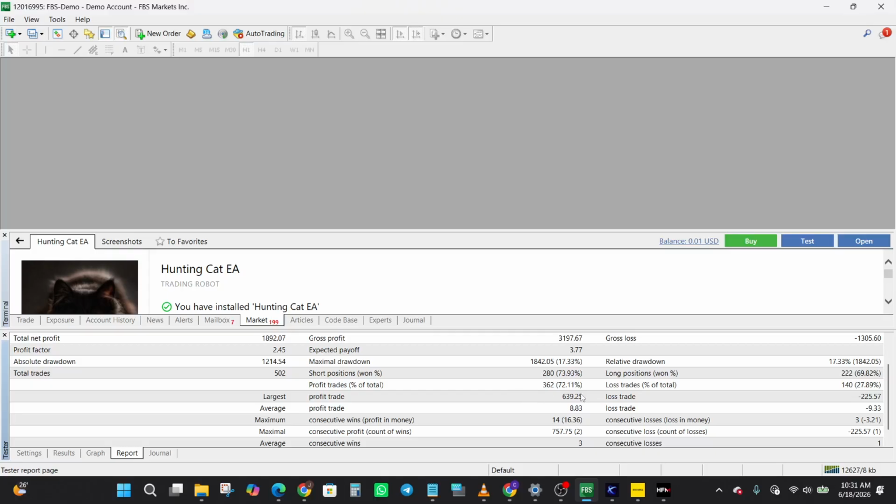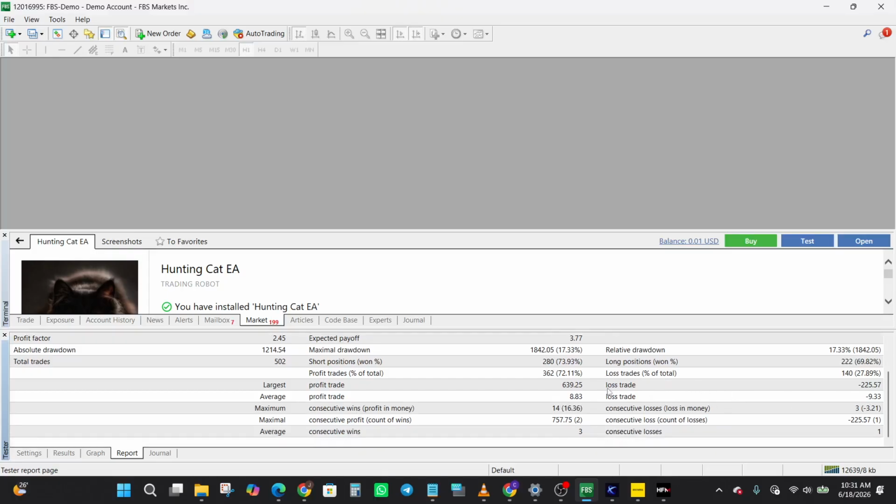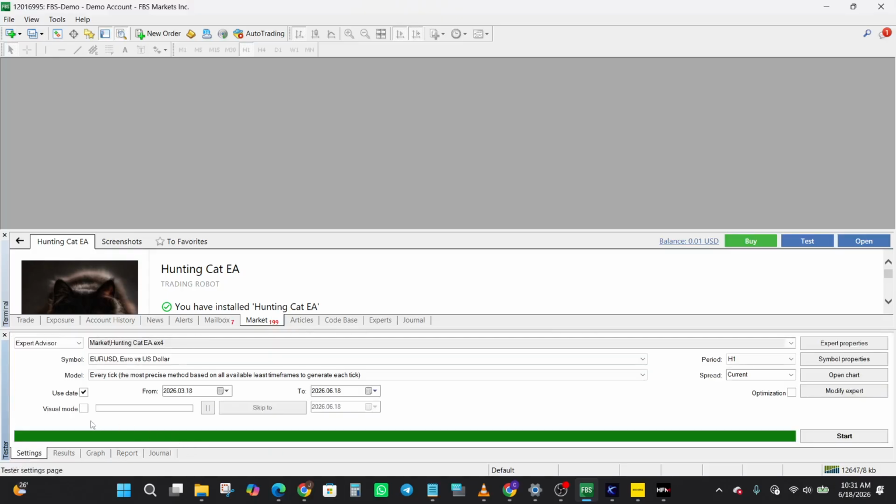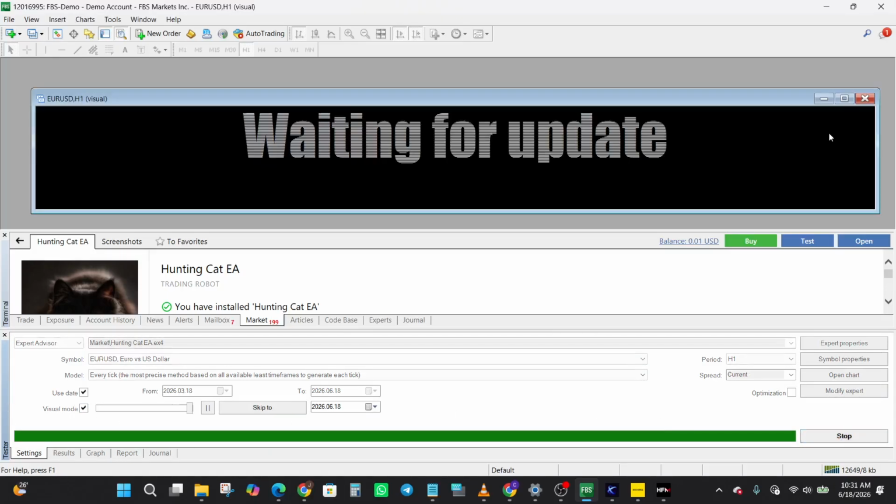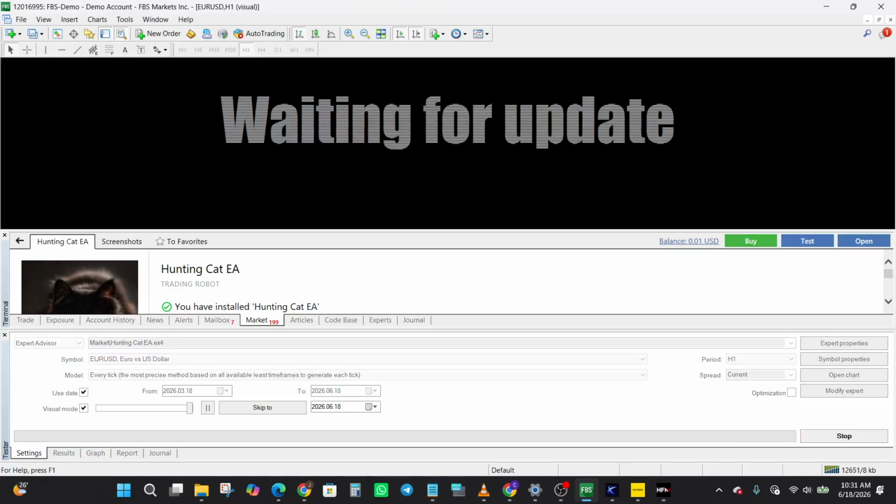Giving us a 72.11% win rate. Largest profit was 639.25. Largest loss was 225.57. Average profit 8.83. Average loss 9.33. All right. So that shows that the average risk to reward ratio is bad. Now let me turn on the visuals so that we can see the EA in action.